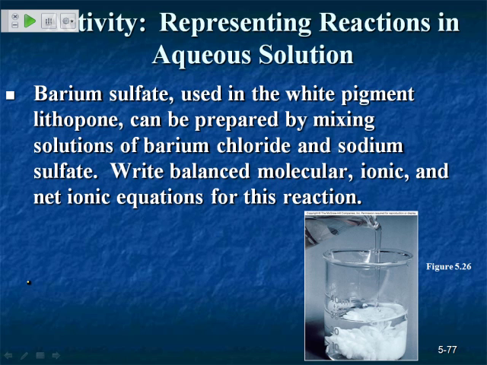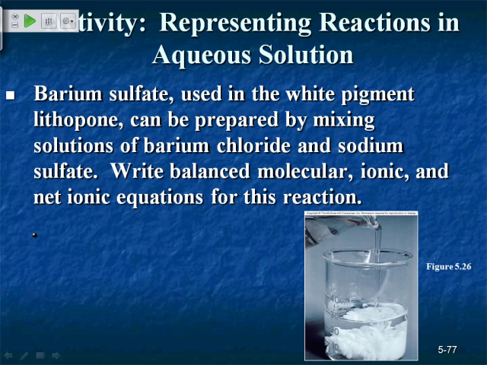Barium sulfate used in the white pigment lithopone can be prepared by mixing solutions of barium chloride and sodium sulfate. Write the balanced molecular, ionic and net ionic equation for the reaction. So read that question carefully. First identify what the reactants are. What are you mixing? Barium chloride and sodium sulfate. So those are your reactants. So we will start by writing down our reactants.